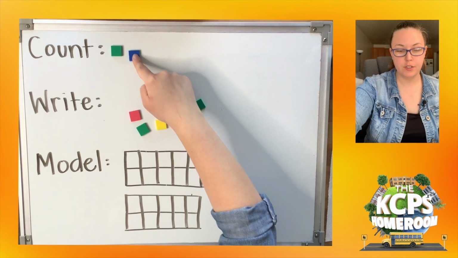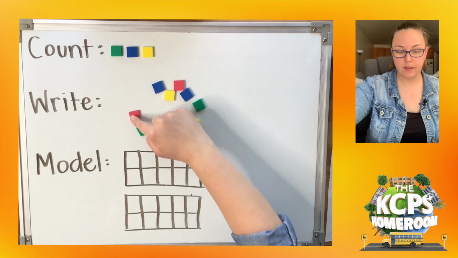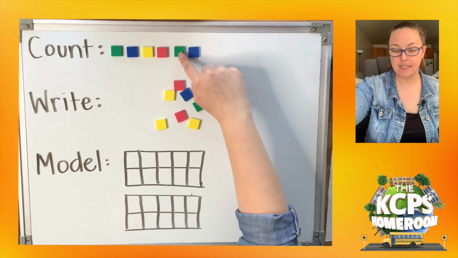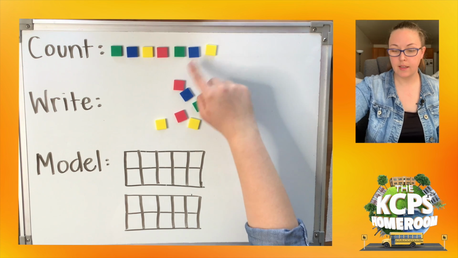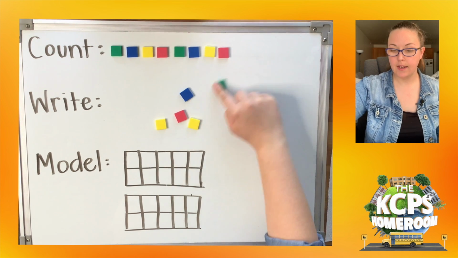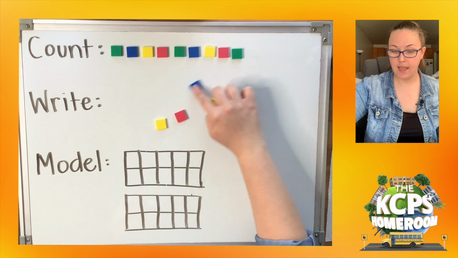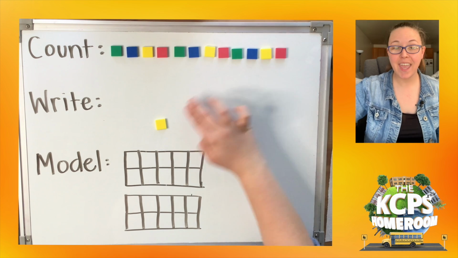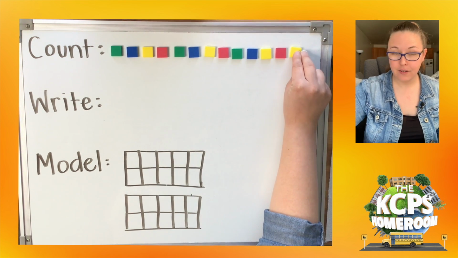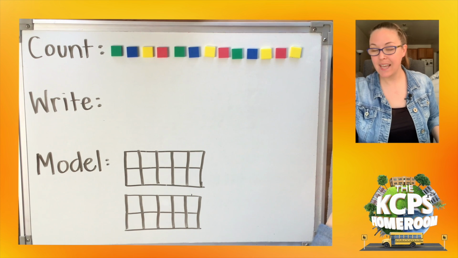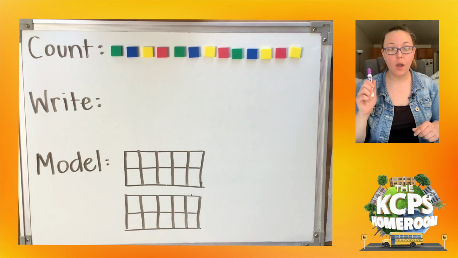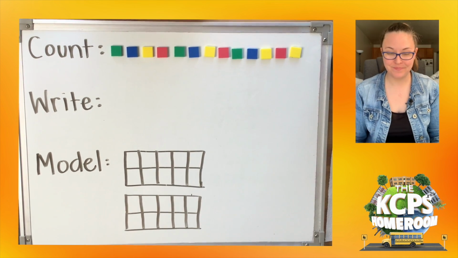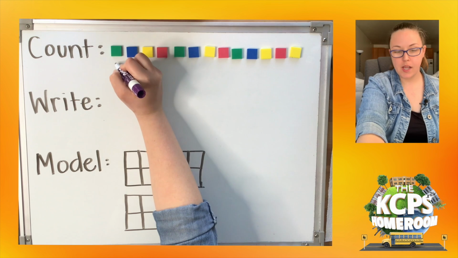1, 2, 3, 4, 5, 6, 7, 8, 9, 10, 11, 12, and 13. Great job, friends. Next, we're going to practice counting again while I write the numeral under the counter. Are you ready? Here we go.